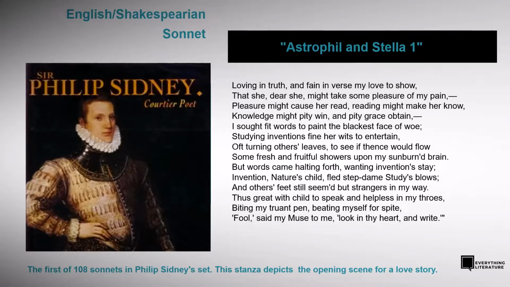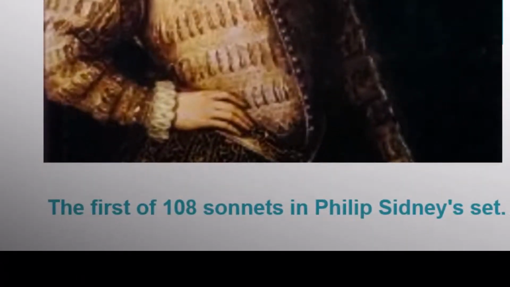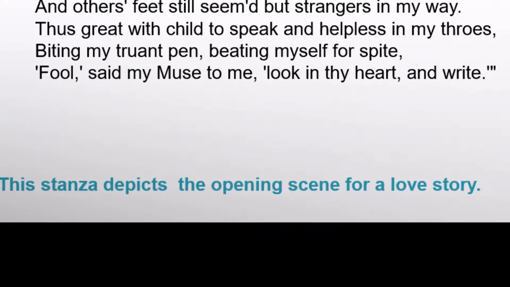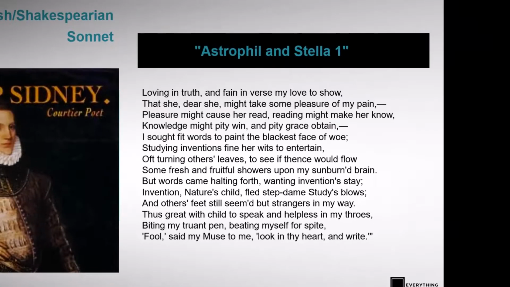It's essential to quickly take note of this. This is the first of 108 sonnets in Philip Sidney's set. Philip Sidney was able to write about 108 sonnets, though Shakespeare wrote more than he did. Shakespeare was able to write about 154. That's like the highest number of sonnets written by a poet. This poem, Astrophil and Stella, is like the opening scene for a love story.